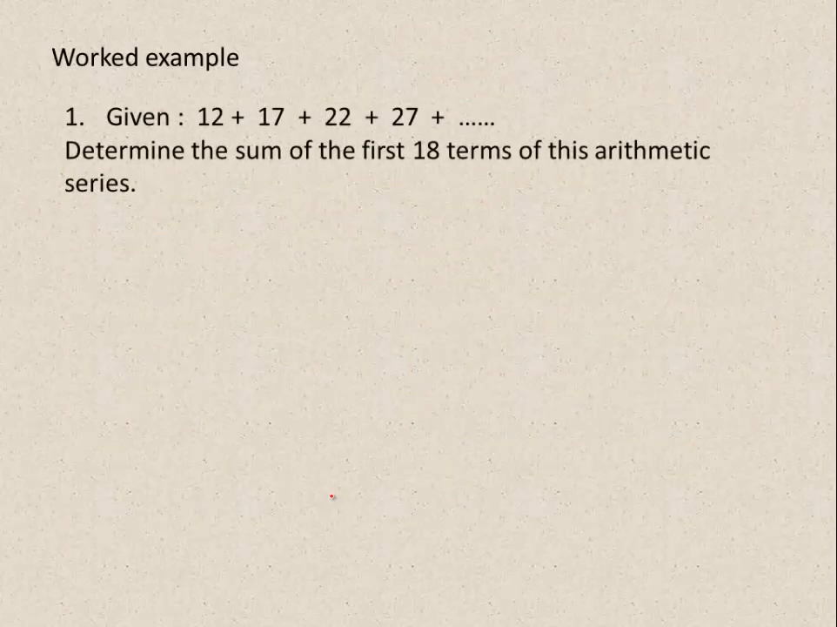Worked example number 2. Given the following series, 12, 17, 22, 27, determine the sum of the first 18 terms of this arithmetic series. Again, guys, I want you to get the sum of the first 18 terms. You know you have two formulas. You have a formula to calculate Tn, which gives me a specific term, and you have a formula that allows me to calculate Sn, which is the sum. So between that and that, automatically you know we are using the sum formula.